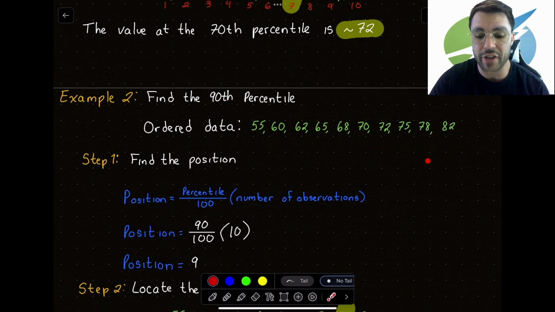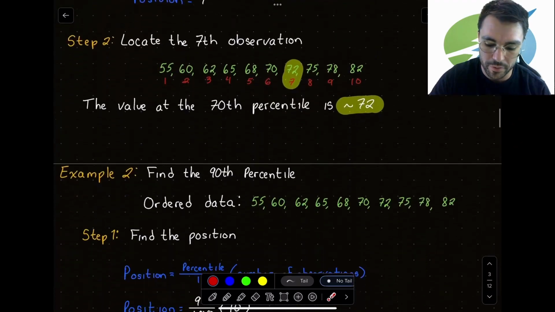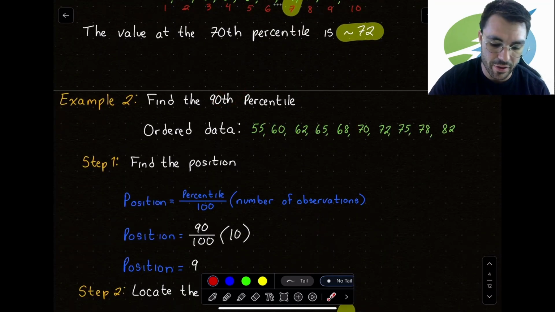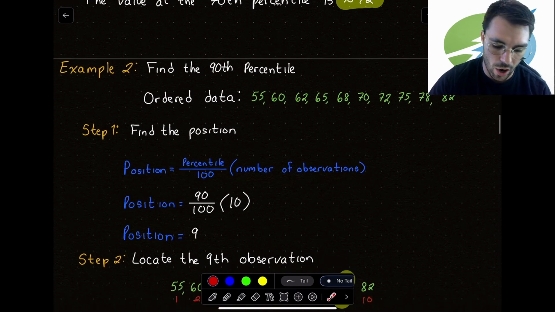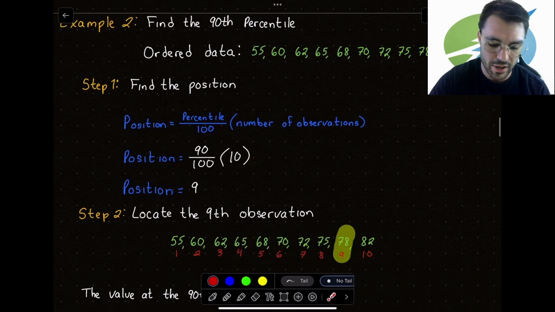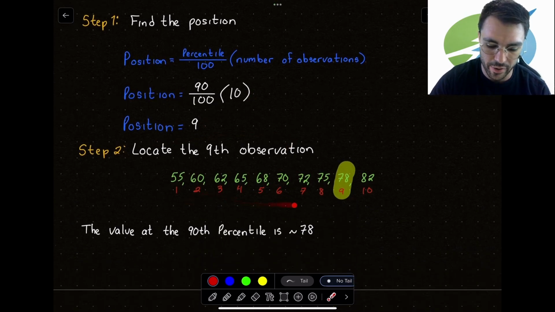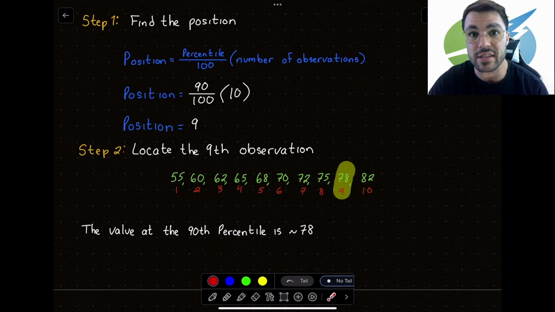Again, here's our ordered data set, same set as before. We're looking for the 90th. We find the position, our equation again. Our position is 90 divided by 100 times 10 observations. This gives us 9. Locate the 9th observation. Here I have the number. The 9th observation is 78, which means the value at the 90th percentile is 78.